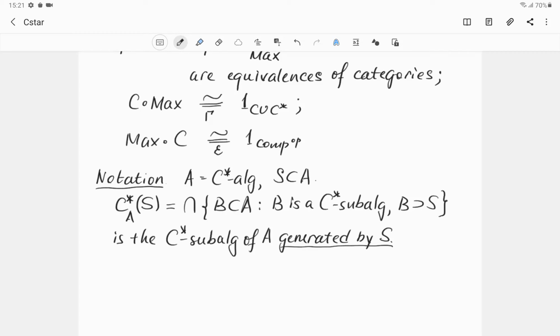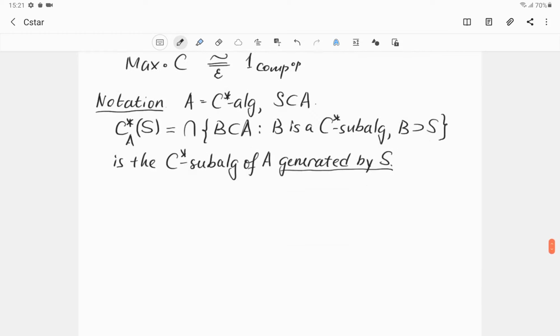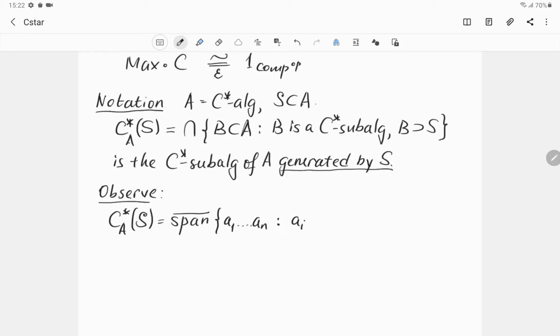In some cases, it is possible to describe this subalgebra explicitly. First of all, let's observe that in a general case, if S is an arbitrary subset, then this subalgebra equals the closure of the linear span of all finite products a1 to an, where each element ai sits either in S or in S star, and n is an arbitrary natural number. So this is the explicit description of this subalgebra. This is more or less easy because the right-hand side is easily seen to be a C-star subalgebra. And clearly, this is the smallest C-star subalgebra which contains S.